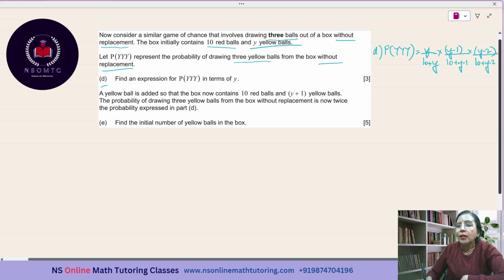Okay, so I can simplify this a little. So this is equal to y times y minus 1 times y minus 2 over 10 plus y, and 10 minus 1 is 9, 9 plus y, and 10 minus 2 is 8, so 8 plus y. Okay, so this will be the answer for the subpart D.